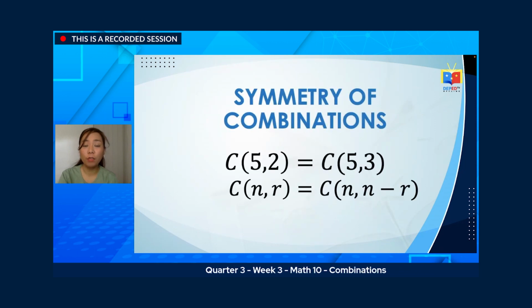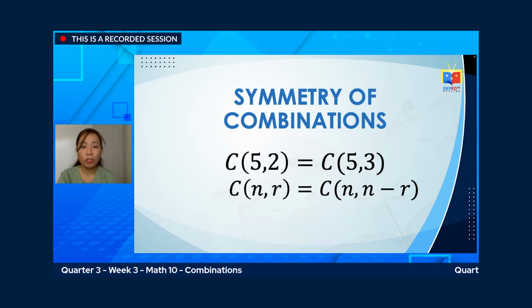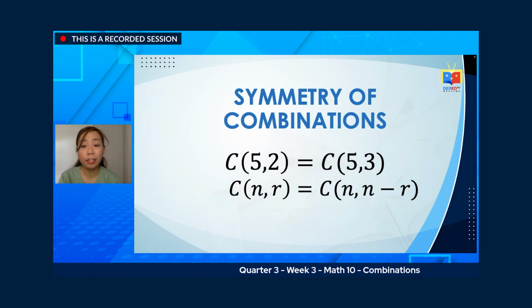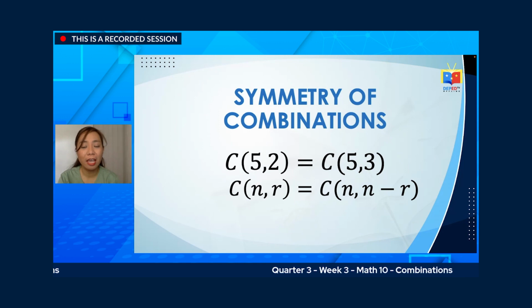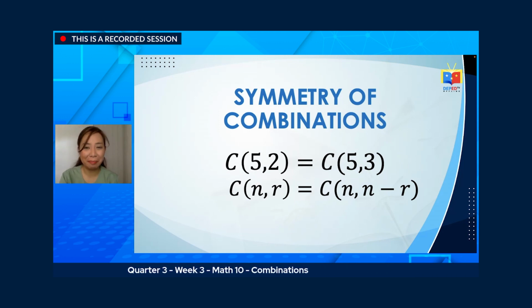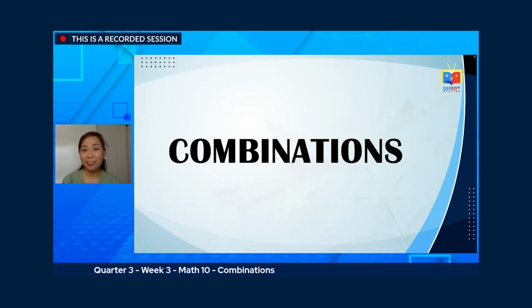This is actually what we call the symmetry of combinations. So the combination of 5 taken 2 at a time is equal to the combination of 5 taken 3 at a time. So in a general form, the combination of n objects taken r at a time is equal to the combination of n objects taken n minus r at a time. Symmetry. Now, let's learn more about combinations.